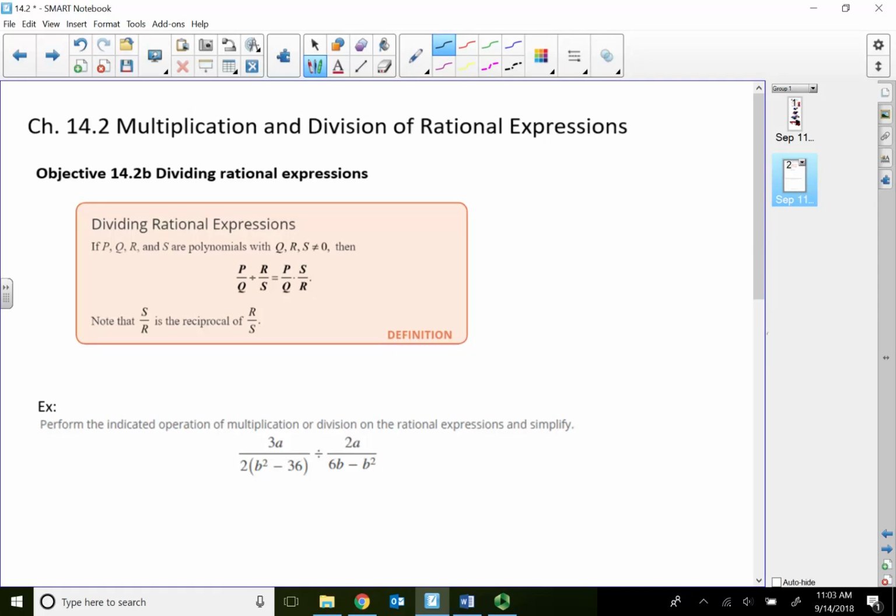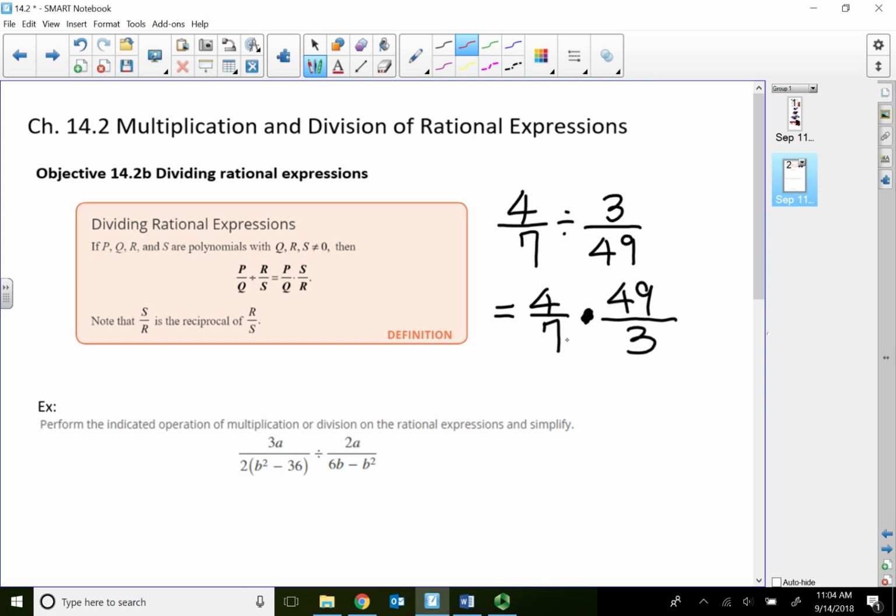So normally when we're dividing fractions by hand, maybe I've got 4 over 7 divided by, let's say, 3 over 49. As you can recall, division of a fraction means times the reciprocal. So the first fraction is the same. The second one, division of a fraction means times the reciprocal, so that will be 49 over 3. So basically we turn a division problem into a multiplication problem. Then we can reduce the numerators with the denominators.